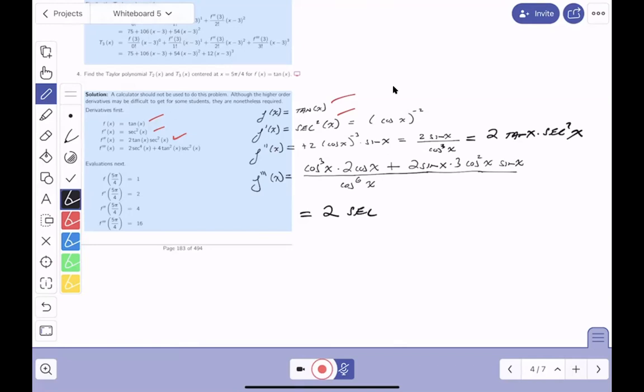Secant squared, cosine 4. Yeah, secant squared. Plus, that would be 6. And that would be sine squared. And then I'd have cosine squared over cosine 6, which would be secant to the 4th.